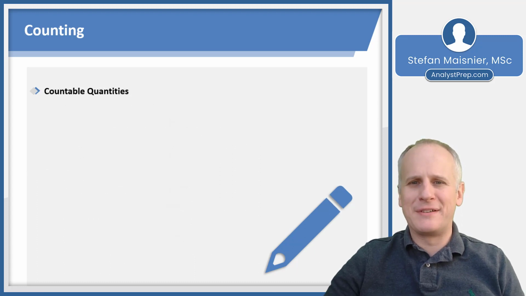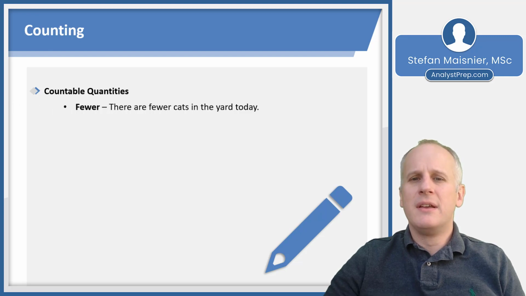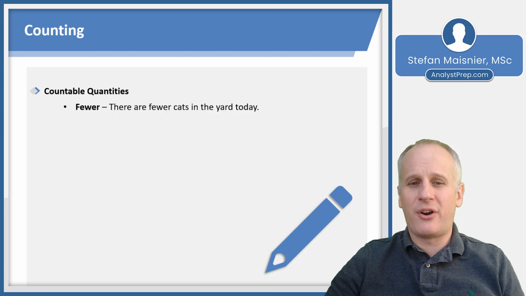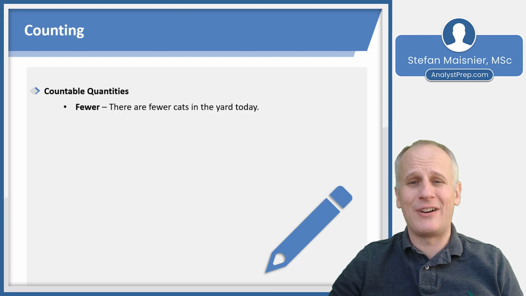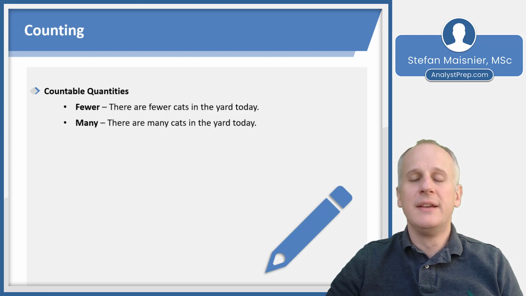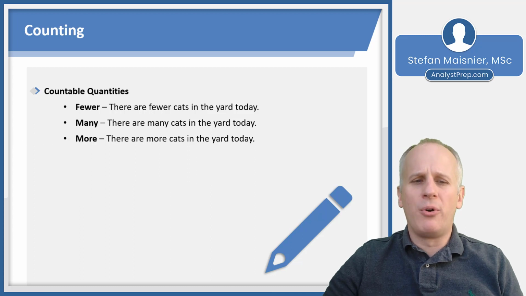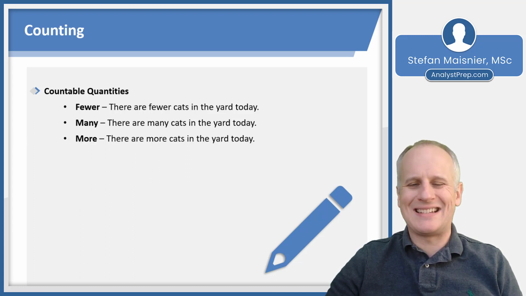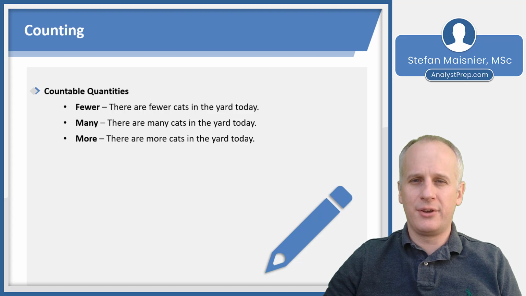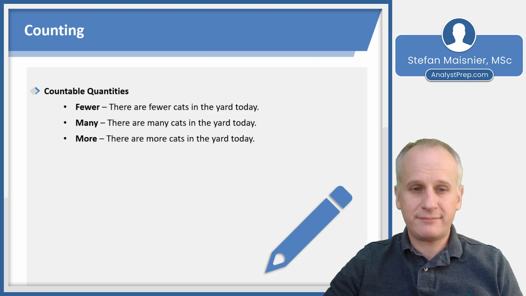Continuing with more counting idioms for countable quantities. You say fewer when something is countable. So there are fewer cats in the yard today because you can count the number of cats in the yard, as opposed to there are less cats in the yard today. You can also say many for countable items. So you could say there are many cats in the yard today. And that is, again, to a degree, ambiguous, but it's saying it's large in number, the amount of cats that are in the yard today. More is also countable. So there are more cats in the yard today would imply that there is a greater number of cats in the yard than there was today.